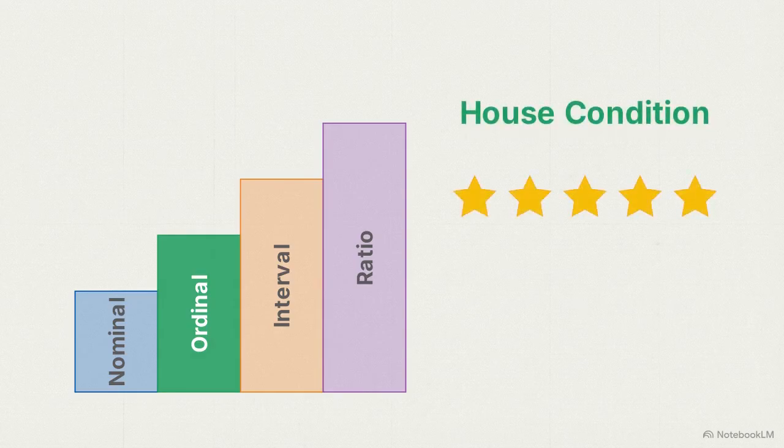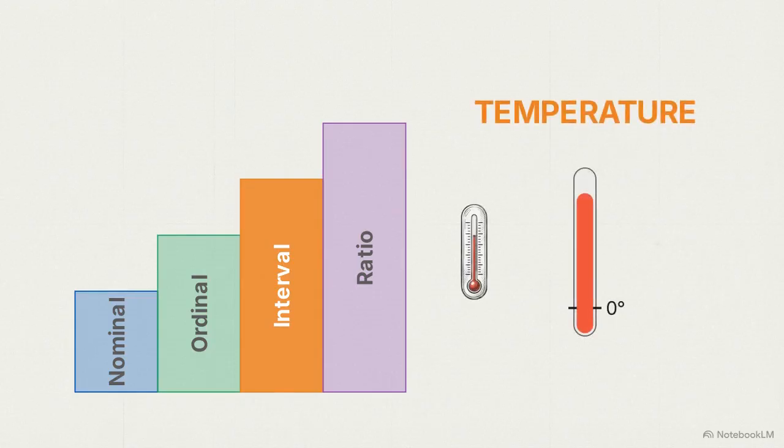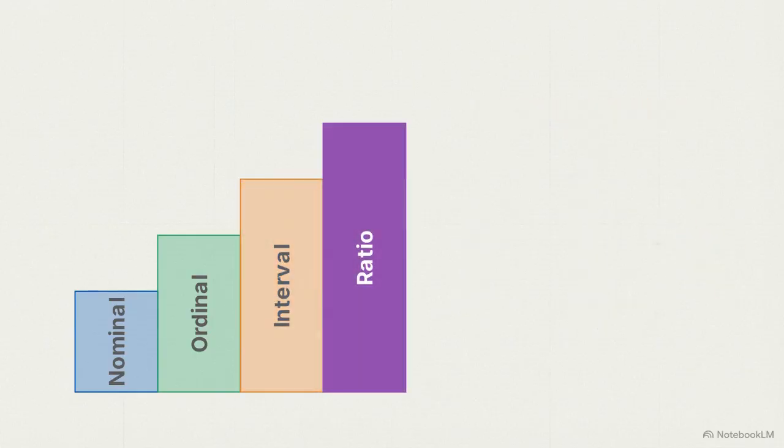The next step up is the ordinal scale. This introduces a ranking order, like rating a house's condition from 1 to 5. But the conceptual distance between a 1 and a 2 might not be the same as the distance between a 4 and a 5. The interval scale strengthens the data by introducing fixed units of measurement. Temperature in Fahrenheit is an interval variable. The degrees are consistent, but the 0 point is entirely arbitrary. 0 degrees does not mean an absence of temperature.